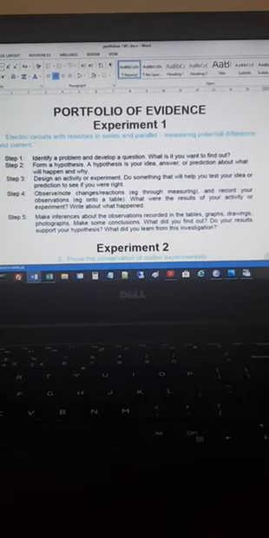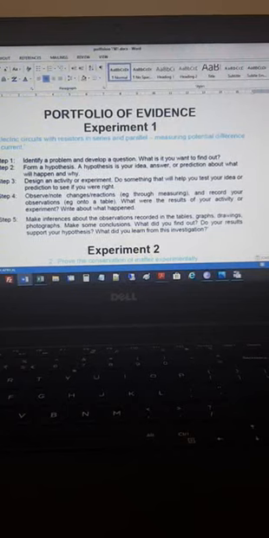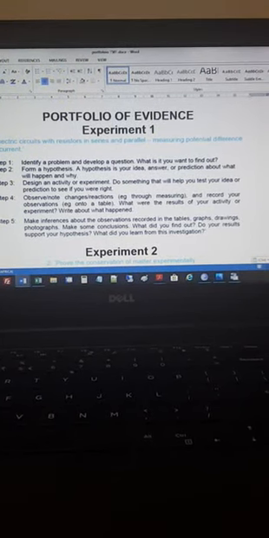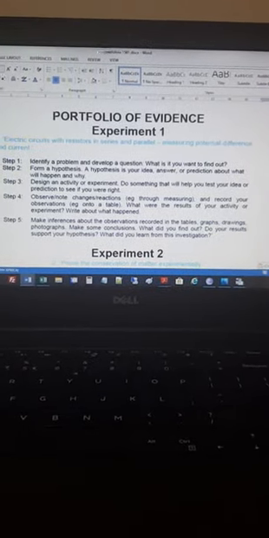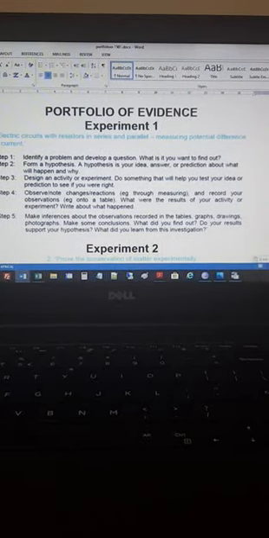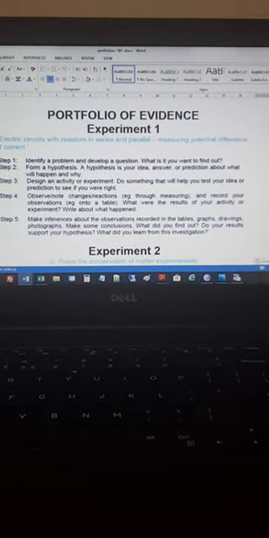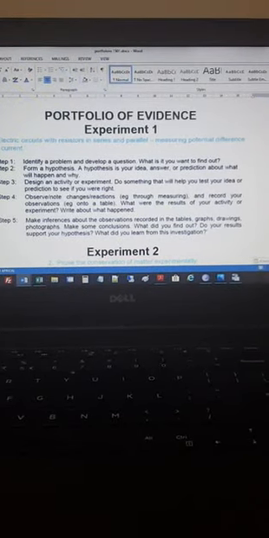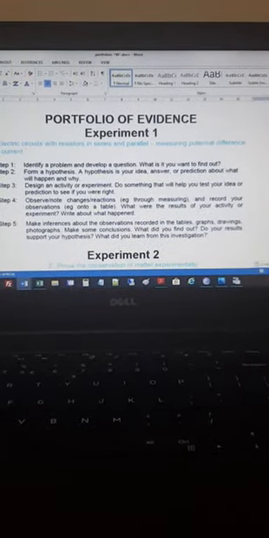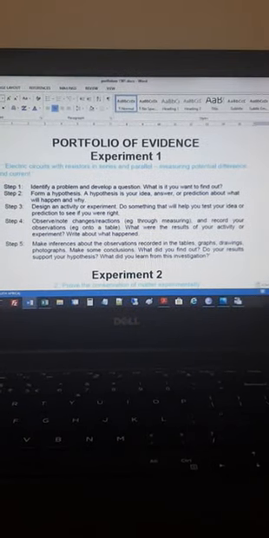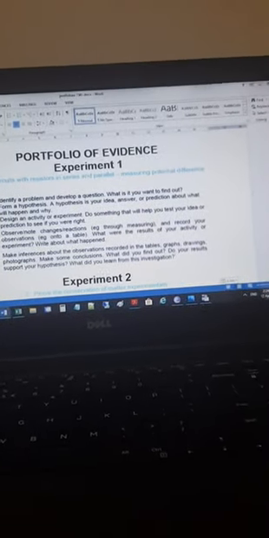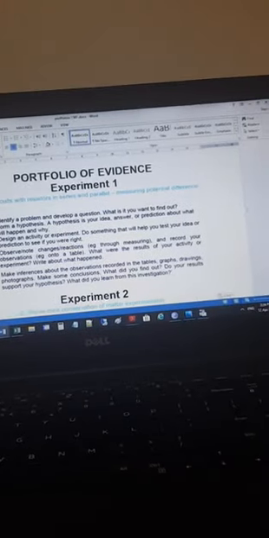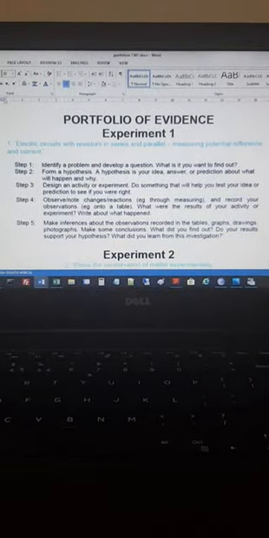If you go and read your experiment, it says electric circuits with resistors in series and parallel, measuring potential difference and current. In other words, your question is, will there be a difference in your potential difference and your current, or in your current and your resistance, when compared with series and parallel? In other words, what is the comparison between circuits in series and circuits in parallel? That is your problem. That's your question. What is the difference?